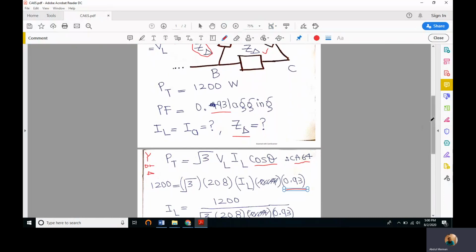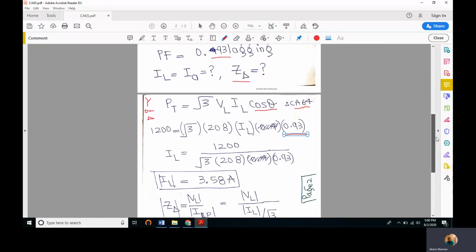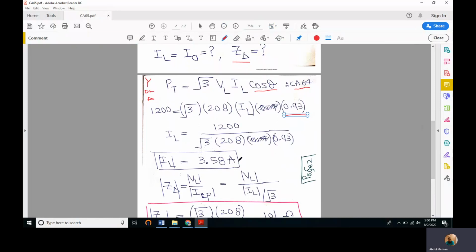So we have only one unknown in this equation. We solve, and the magnitude of IL, the line current, comes out to be 3.58. So we have computed one of the unknowns, the magnitude of the line current or the magnitude of IA. The magnitudes of all line currents are the same, no matter if it is IB or IC.